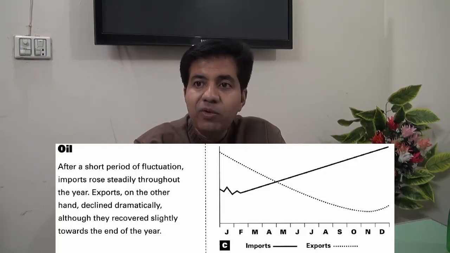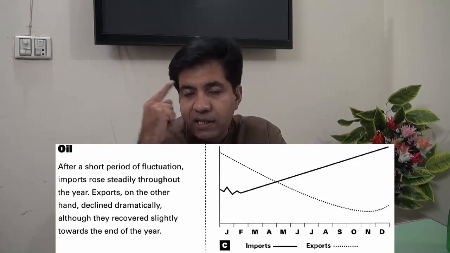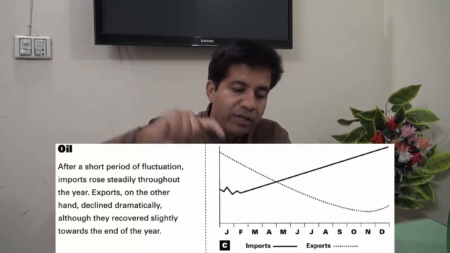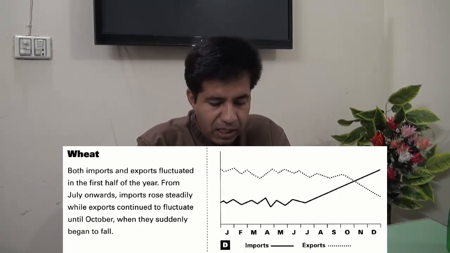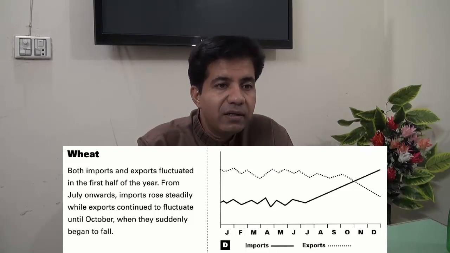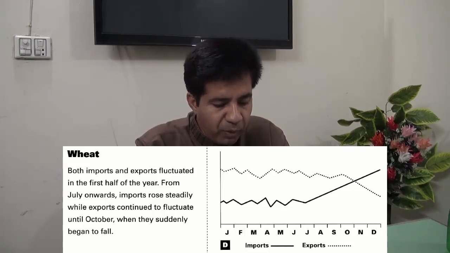Now see, there is no difficult word of vocabulary. It's basically a sort of a mind game to observe a trend and then to convert it into such type of sentences. Next is wheat. So you can see the graph about wheat. Both imports and exports fluctuated in the first half of the year. Can you see that? Yes. Both imports and exports fluctuated in the first half of the year.